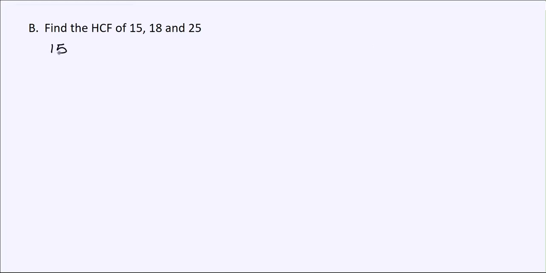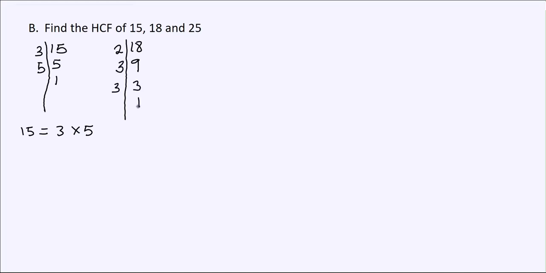So 15. 2 cannot divide, so we'll start from 3. 3 into 15 is 5, so 3 cannot go anymore. We'll have to use 5, and 5 divided by 5 is 1. So 15 is equal to 3 multiplied by 5. Next is 18. 2 can divide 18, right? Yes. So 18 divided by 2 is 9. 2 cannot divide 9, we'll use 3. 9 divided by 3 is 3, and then 3 divided by 3 is 1. So for 18, we'll have 2 multiplied by 3 multiplied by 3. Then up next we'll have 25.